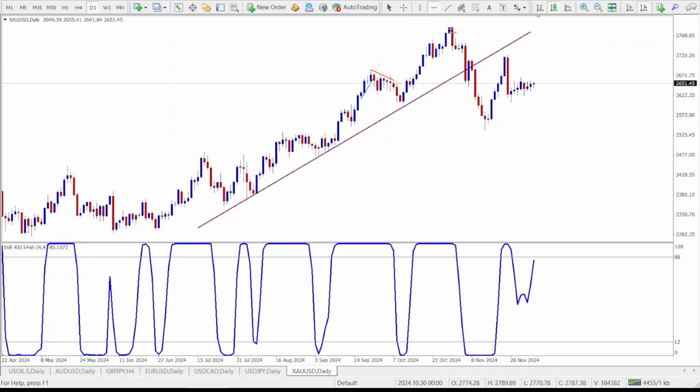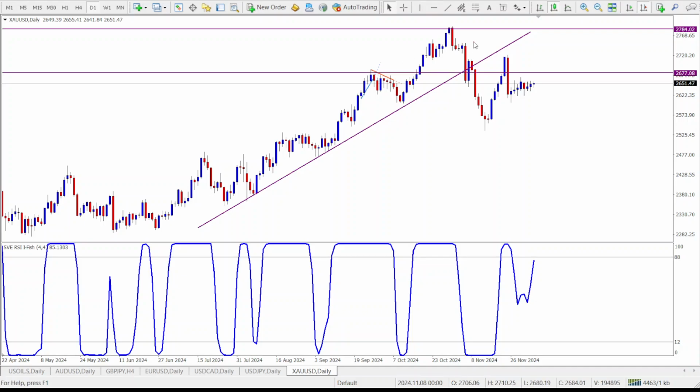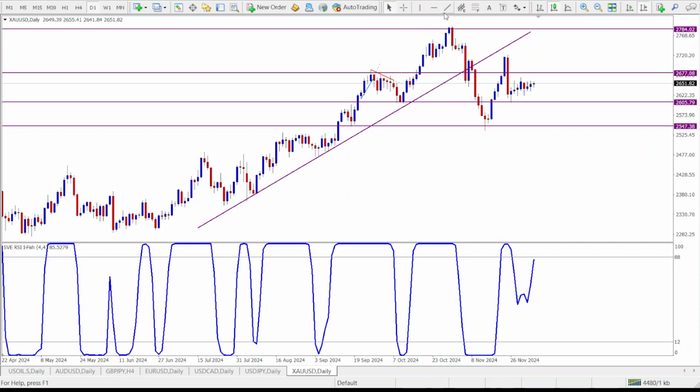And by the way, always make use of horizontal support and resistance levels. Mark out the horizontal support and resistance levels on your chart so that it can give you more confidence to whether enter or exit your trades, combined with the signals given by the smooth RSI inverse Fisher transform indicator.